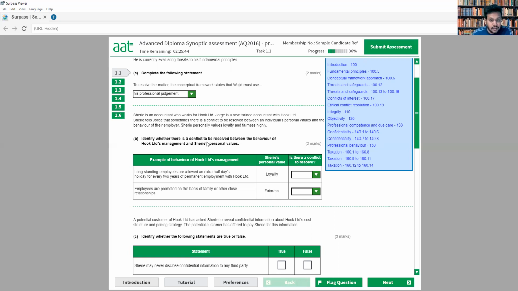Identify whether there is a conflict to resolve between the behavior of the Hook management and Suri's personal views. We have two examples. Here's the first one, that's for loyalty. Long-standing employees are allowed an extra half holiday for every 2 years of permanent employment with Hook Limited. Is there any conflict to resolve? The answer is no. Because if an employee works long enough for the company, it can offer some additional reward.